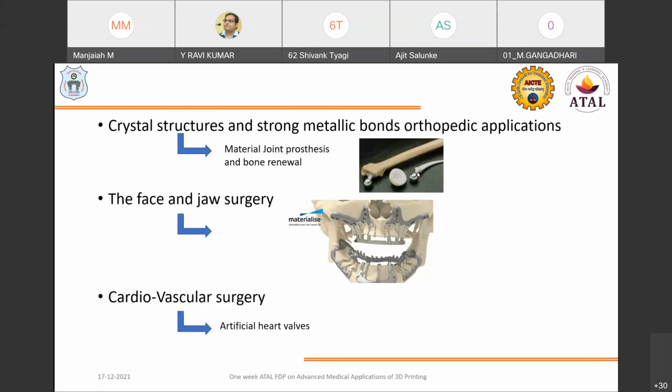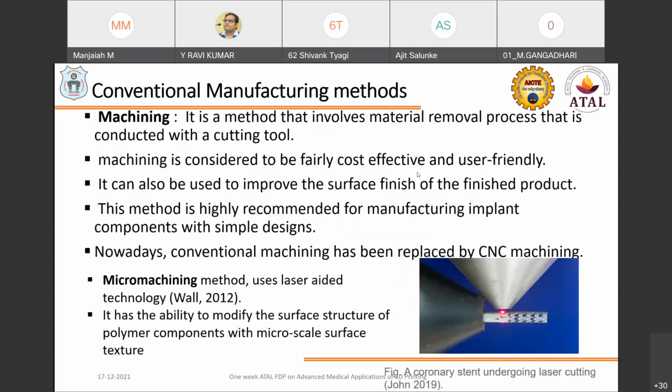This is where we need to utilize 3D printing technology for new implications and to address the emerging issues in biomedical applications. When you are talking about all these medical applications, how have we been addressing them till today with respect to conventional manufacturing methods? For example, coronary stents are made from nitinol, or titanium nickel materials, with the help of machining processes.